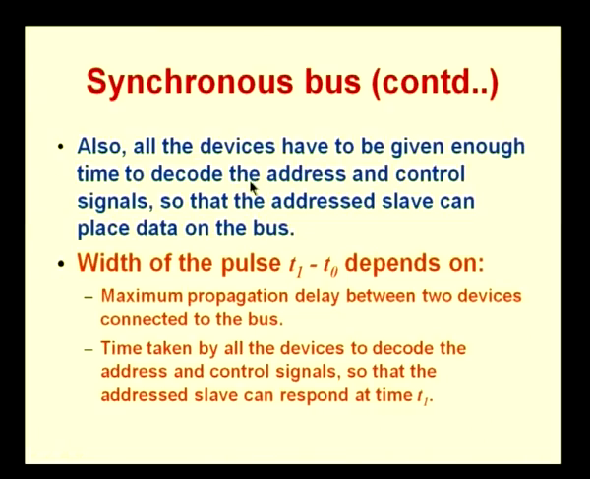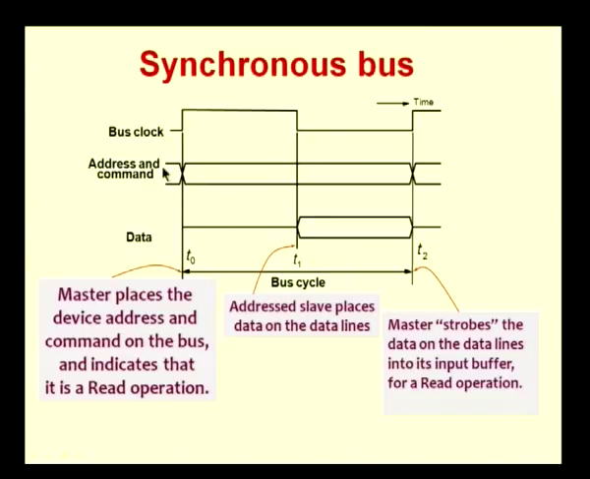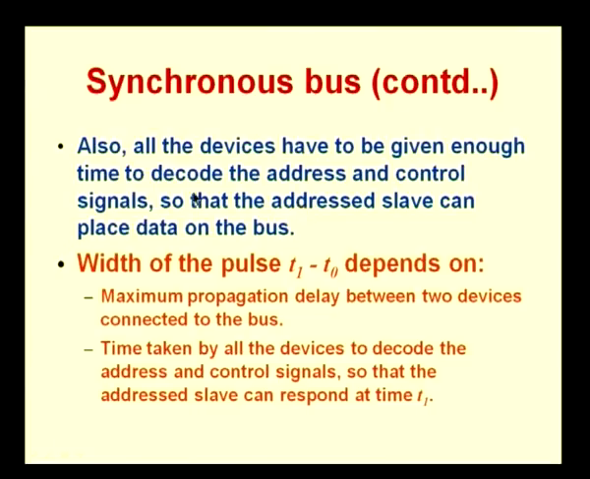Now when we design a standard bus which needs to be used by any device, we need to keep in mind that we need to give enough time for all the devices to decode the address and the control signals, so that the addressed slave can place the data on the bus. Remember what we assumed here: we place the address on the bus, and the slave will just respond to that. How will the slave respond? It should first know that it is the one being addressed. How will it know? By looking at the address. So, it has to decode the address and identify that it is the one being addressed. It takes some time for this decoding to take place. That is what we mean when we say that all the devices have to be given enough time to decode the address and the control signals, so that the addressed slave can become ready to place the data on the bus.